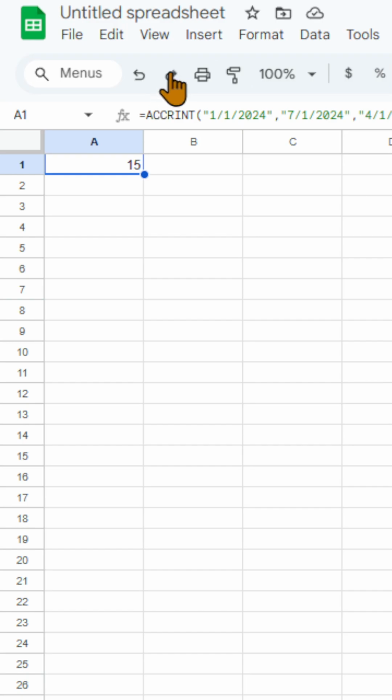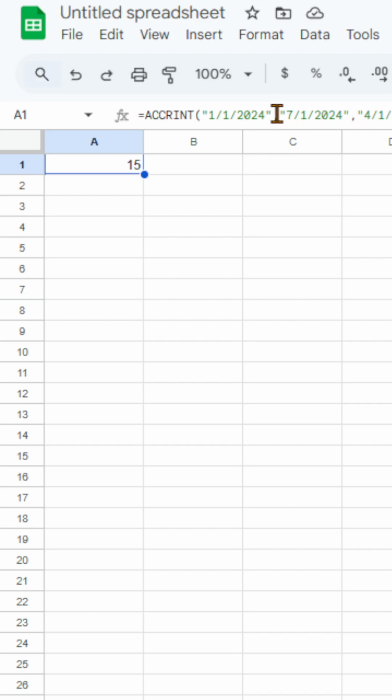So equals ACCRINT, the issue, is the date the bond was issued, as you can probably tell. Then this is the first payment, which is the first date the bond pays interest. And then this is the settlement, this is the date you're calculating interest for.